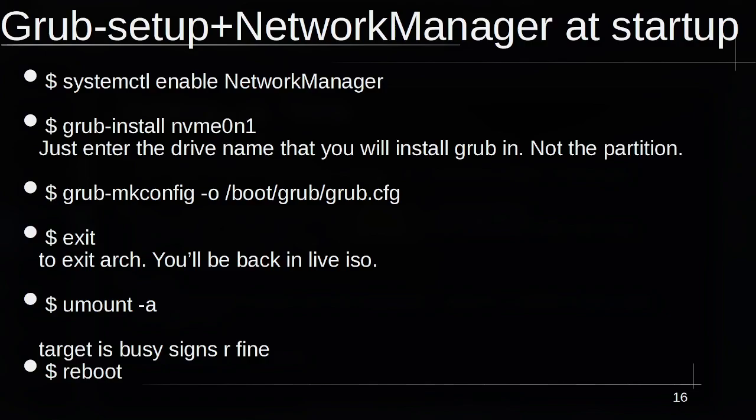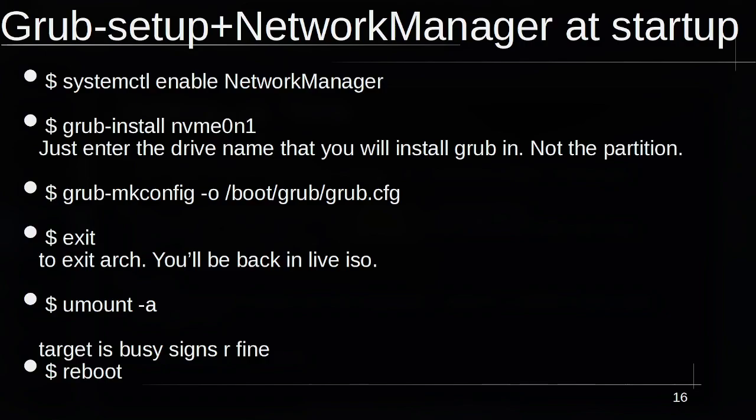Now you want GRUB, so grub-install nvme. That's the drive, not the partition. You're just putting the drive, the disk name, you know. Now my disk was nvme0n1. That's not a partition, that's the whole drive. So you just put that, and then you do grub-mkconfig -o /boot/grub/grub.cfg. This just generates a GRUB configuration in that directory. It's not really the config file you'd edit for GRUB. I'm going to show you how to do that later on.